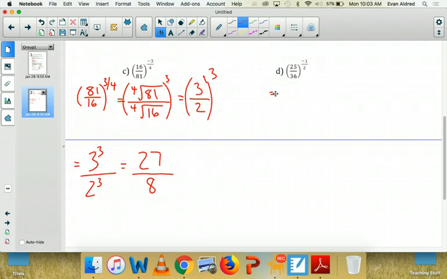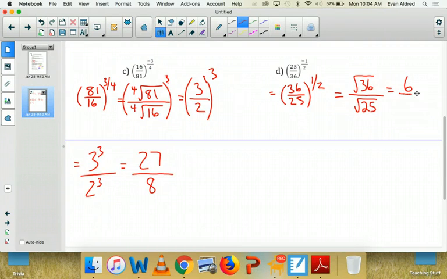So the negative 1/2, so the negative in front of the exponent tells us to flip our base. So 36 over 25 to the power of positive 1/2. Well, our denominator is 2. That means we're taking the square root of 36 over the square root of 25, all to the power of 1. So I can put my brackets with the power of 1, but I don't have to. Square root of 36 is 6. Square root of 25 is 5. Again, just left as a fraction.